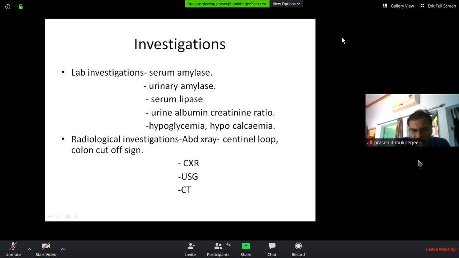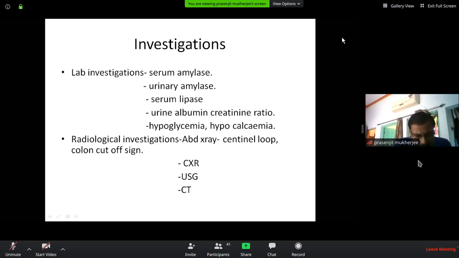Come to radiological investigations. These are very important. You have to do abdominal X-ray in all suspected cases of upper abdominal pain. Even if you suspect clinically pancreatitis, even if you suspect ruptured peptic ulcer disease, you have to do a straight X-ray abdomen in erect posture. If you get free gas, it is perforation. But you may not get free gas in all cases of perforation. You may not get free gas in cases of pancreatitis. You may get sentinel loop.